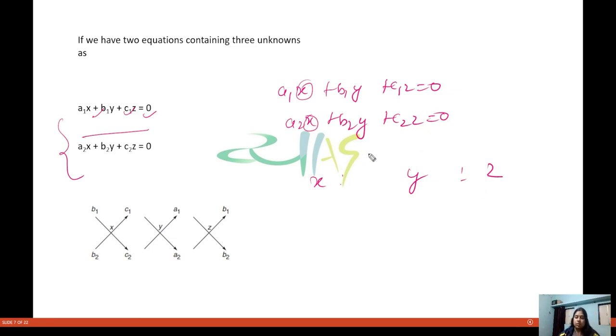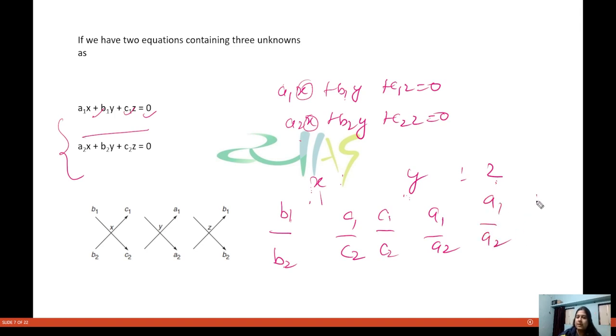So you can calculate their ratio. How can you calculate their ratio? If you have to find x, you will not write a1, a2. You will write b1, b2 and c1, c2. If you want to find y, write c1, c2 and a1, a2. And if you want to find z, write a1, a2 and b1, b2. So what is the ratio?